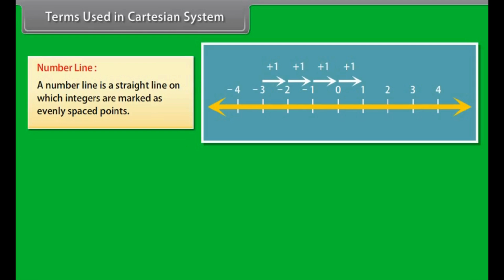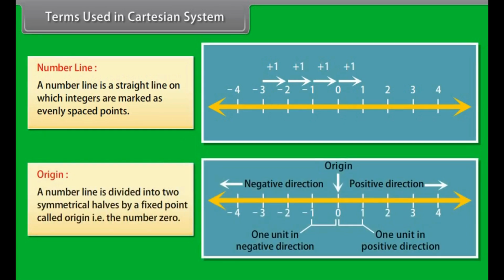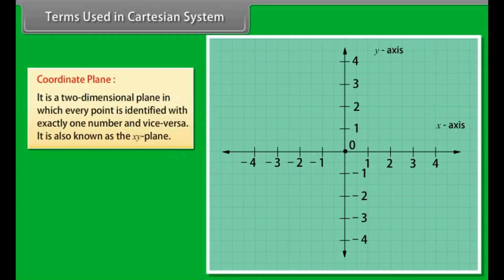Before going further, let's look at some definitions. A number line is a straight line on which integers are marked as evenly spaced points. Origin. A number line is divided into two symmetrical halves by a fixed point called origin, that is, the number 0. Coordinate plane. It is a two-dimensional plane in which every point is identified with exactly one number and vice versa. It is also known as the xy plane.